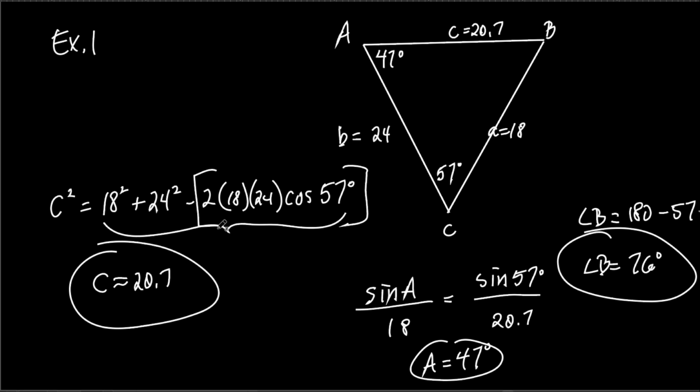You could if you wanted to, but if you wanted to do it all in one shot, I would go here, punch it in there. Ready? 18 squared plus 24 squared minus parentheses 2 times 18 times 24 times 57 cosine, close the parentheses, hit equals, and then take the square root, and you should get 20.7. Yeah. Okay? So this is the key right here, putting a parentheses. Now I put a bracket, but you got to have the minus out front, okay? But put a minus and then put a parentheses here, a parentheses here.